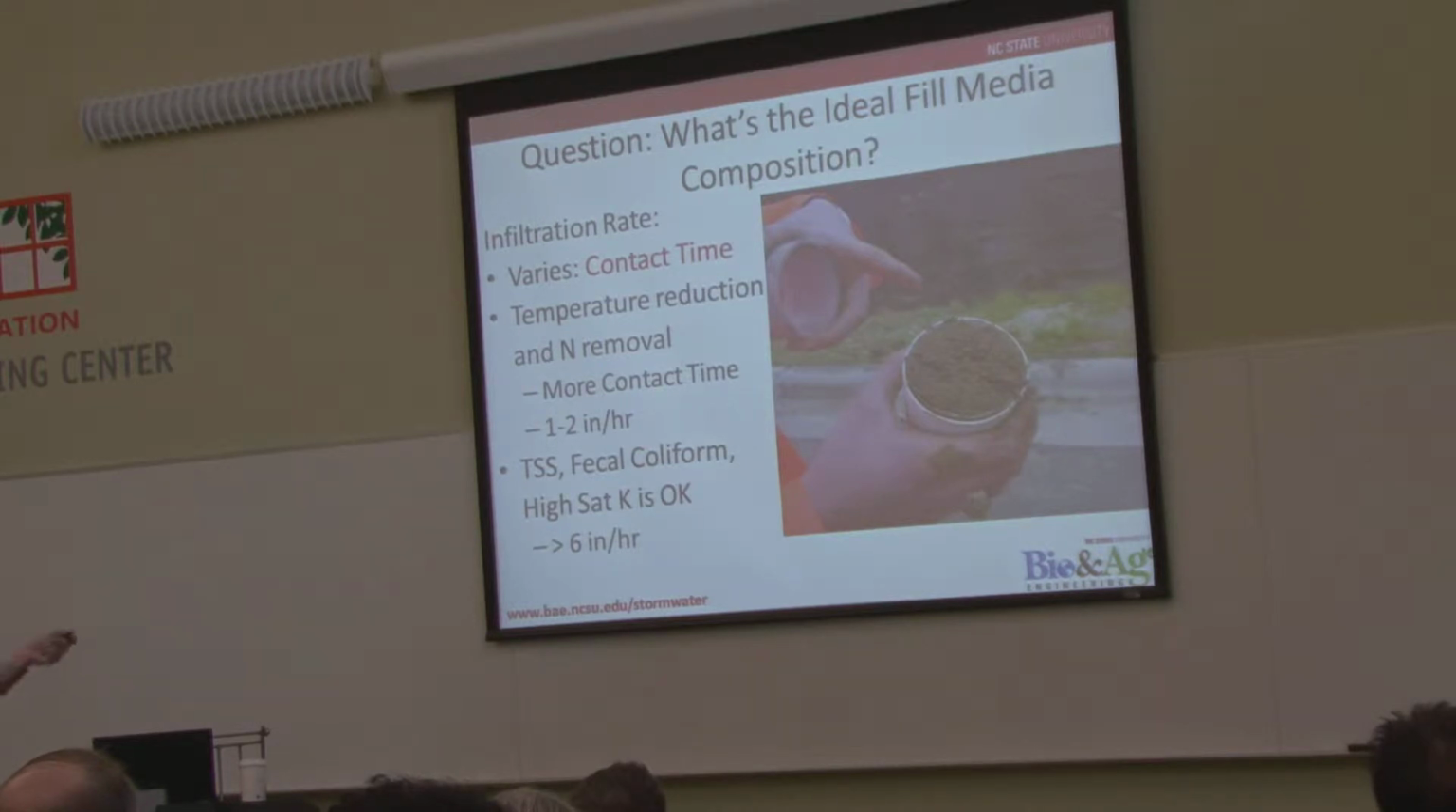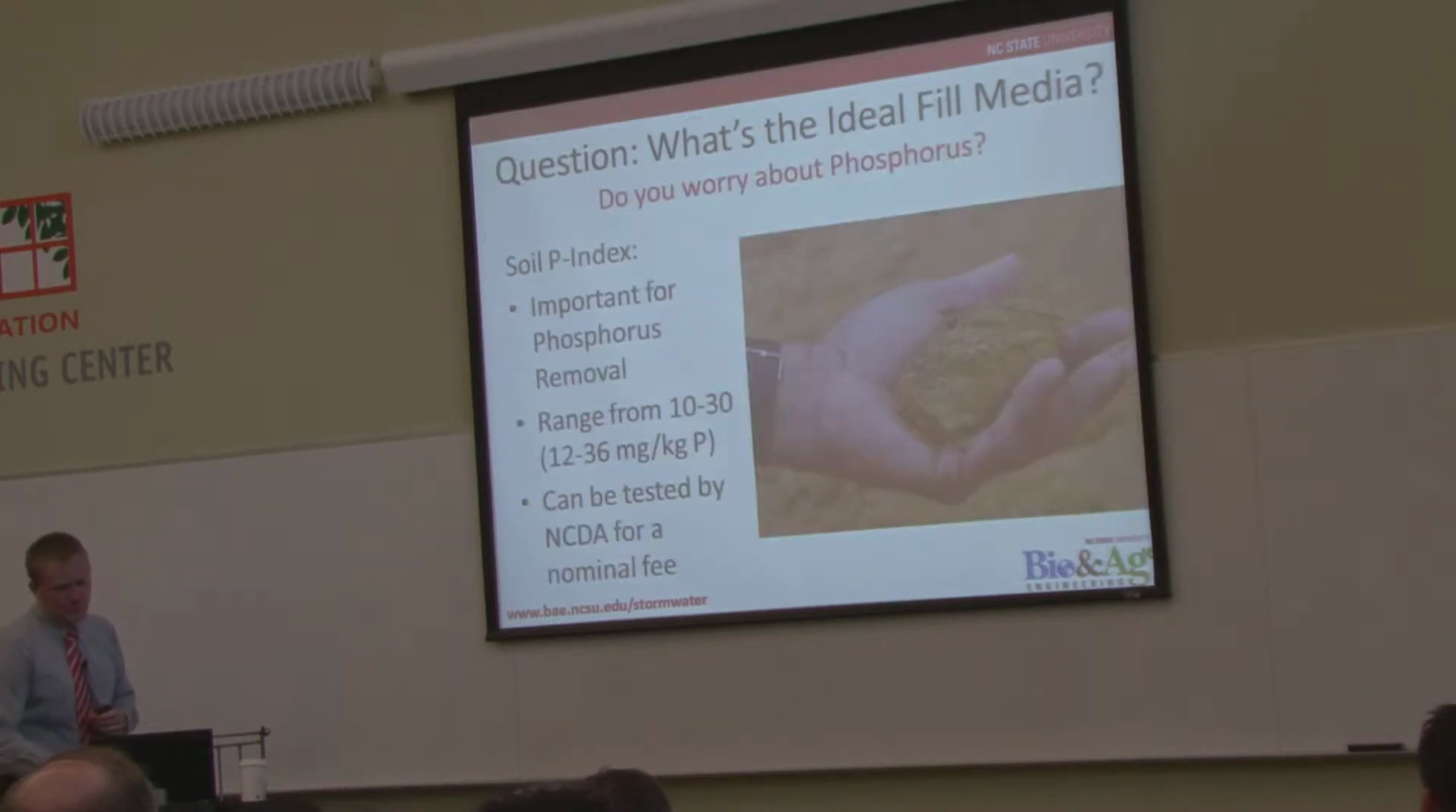So if you're looking at temperature and N removal, you really need a greater hydraulic retention time in that media in order to get at treatment of those 2 pollutants. So 1 to 2 inch per hour media is what we would recommend for an infiltration rate for those 2 pollutants. If you're looking at other sediment-bound pollutants, TSS, fecal coliform, phosphorus even, if those are your pollutants of concern, a greater saturated hydraulic conductivity is just fine, 6 inches per hour or more.